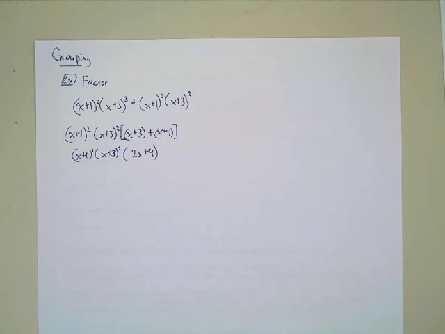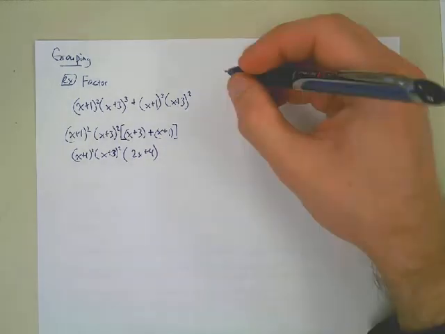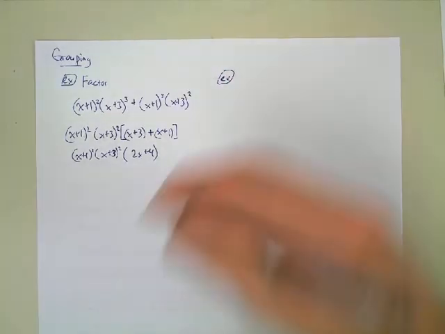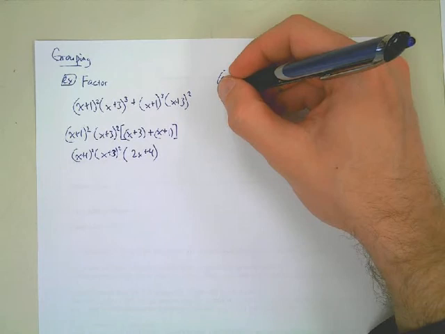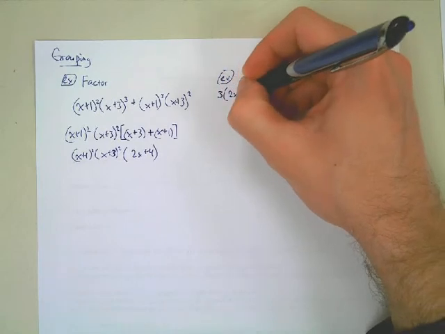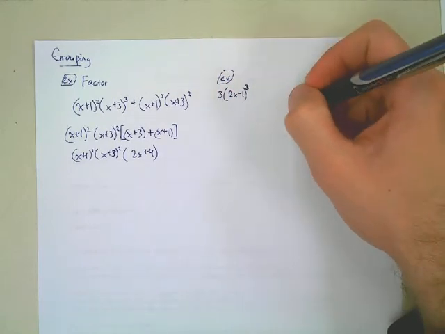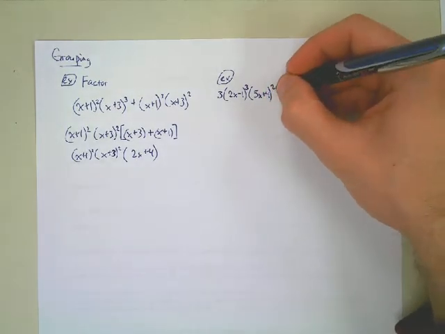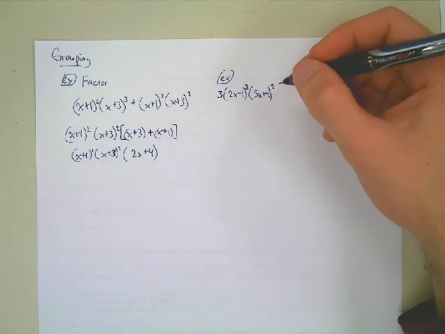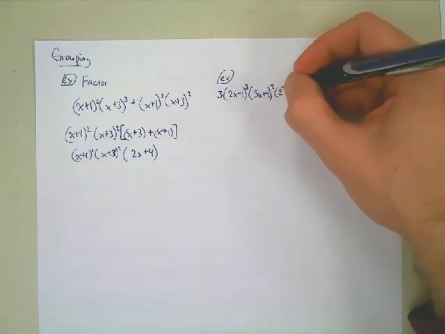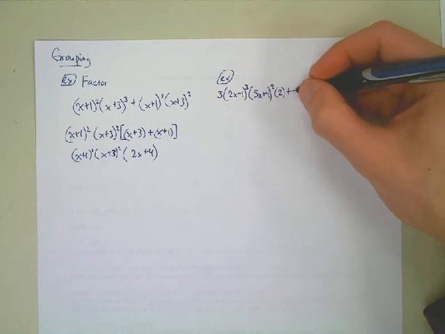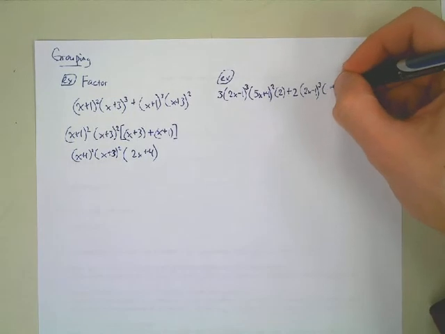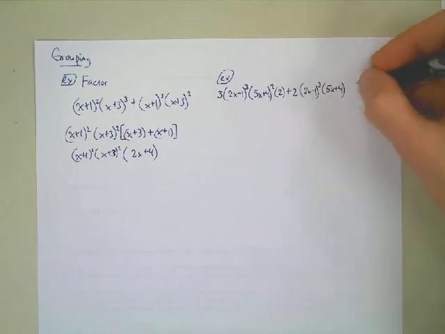Okay. All right, we'll do one more here. This one's kind of long. Let's see if I can fit it in. So 3 times (2x minus 1) cubed times (5x plus 4) squared, times a 2 at the end. Because why not? Plus 2 times (2x minus 1) cubed times (5x plus 4) times 5. Like so.